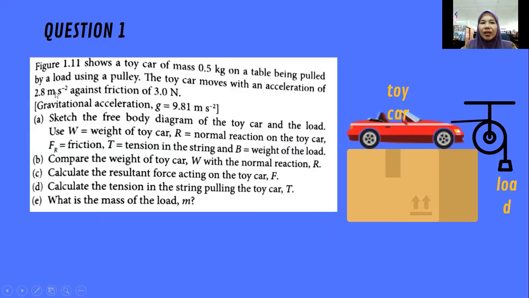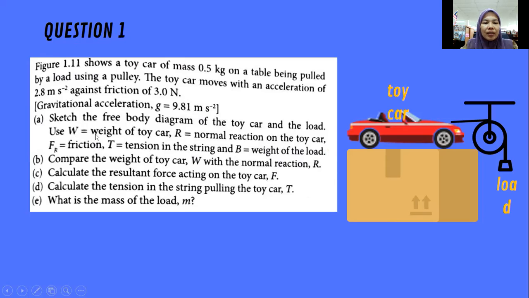Okay, we have a question here. Figure 11.1 shows a toy car of mass 0.5 kg on a table being pulled by a load using a pulley. The toy car moves with acceleration of 2.8 meter per second square against friction of 3.0 Newton. Gravitational acceleration is given by 9.81 meter per second square. Sketch the free body diagram of the toy car and the load. Please underline and make sure you don't forget to list down all the values given in the question.